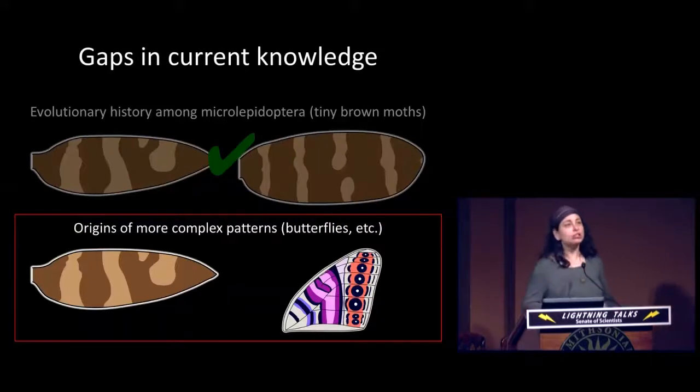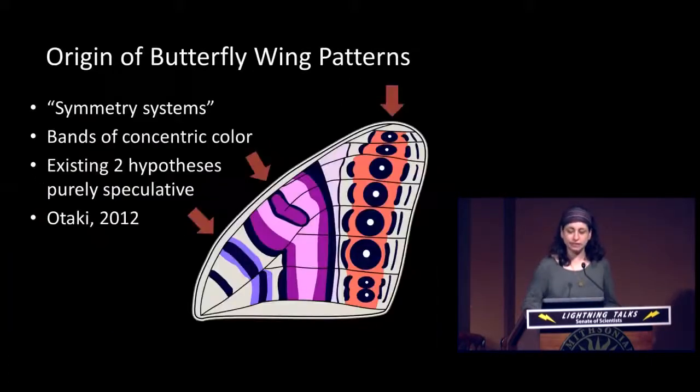And now moving on to the origin of the more complex wing patterns that we see in butterflies and their kin. These wing patterns are comprised of symmetry systems. So as opposed to one single band of just one color, we have concentric color, multiple bands in the same wing pattern element. Typical butterfly wing patterns have 3 symmetry systems.